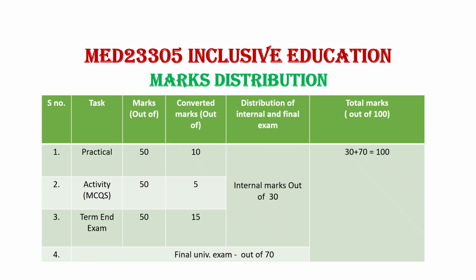And what will be the distribution of these internal 30 marks? 10 will be for the practical, 5 marks will be for the activity, and 15 marks will be for the term end exam. But yes, the practical which we are going to give will be of 50 marks, activity will again be of 50 marks, and term end exam will again be of 50 marks. But we are going to convert these marks into 10, 5 and 15. In this way, the internal marks will be out of 30. So this is the marks distribution of the entire course.